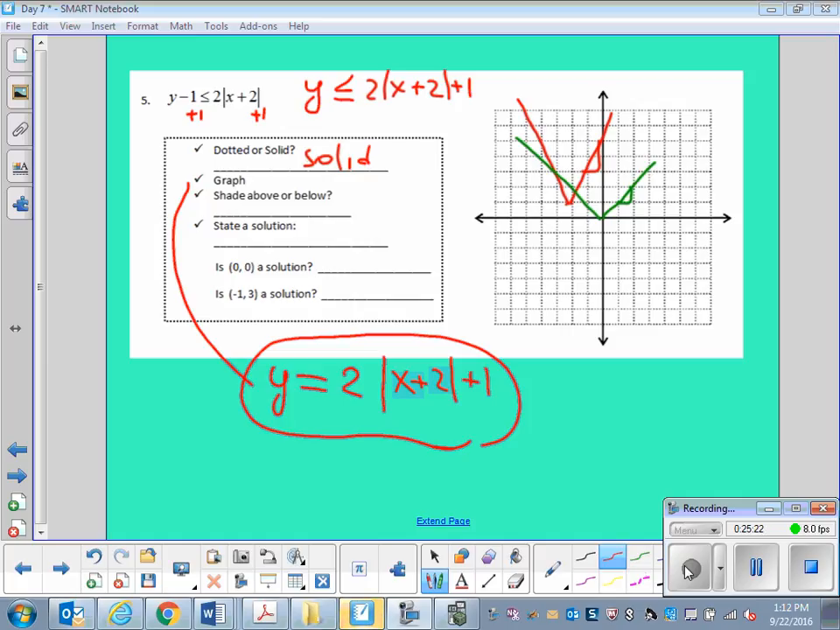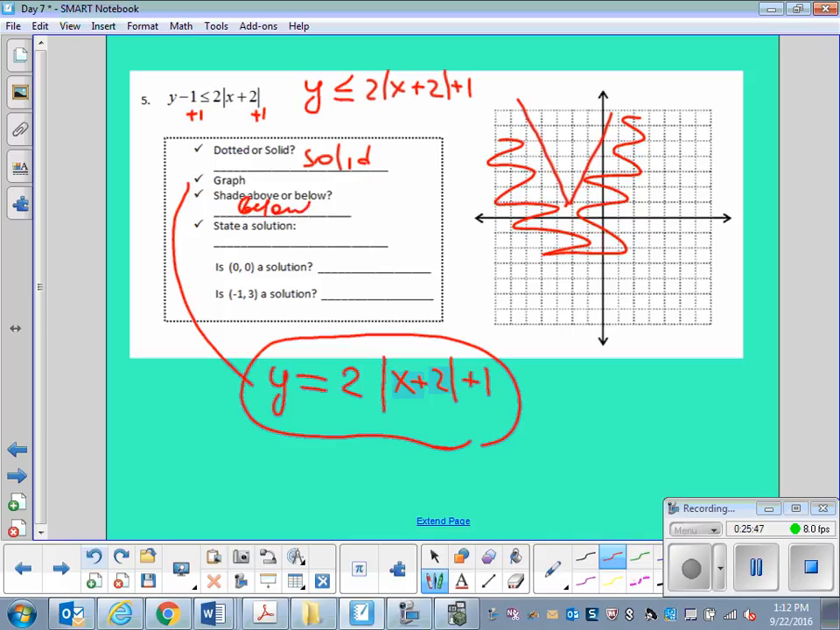So let me remove that. Are you good? You can always check yourself with a calculator. Graph it and then compare. Shade below. Below, very good. Everything here is shaded. State a solution. Negative 1, negative 1. Everyone agrees? Negative 1, negative 1. Yes.